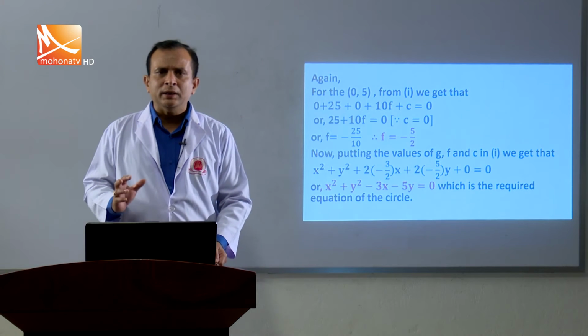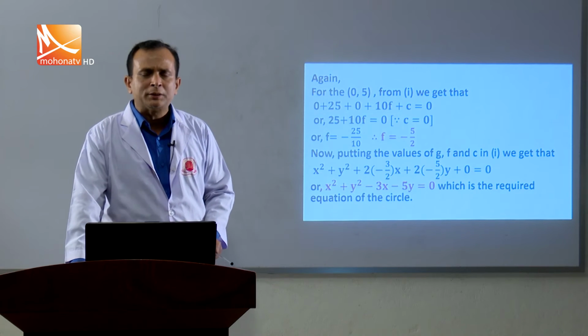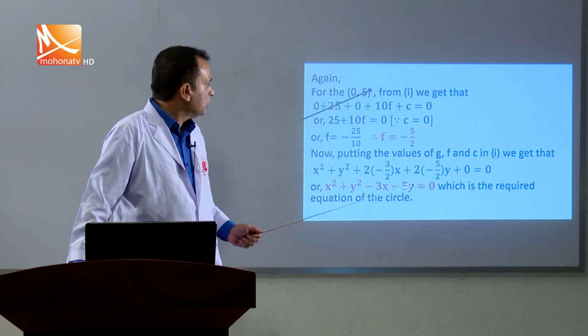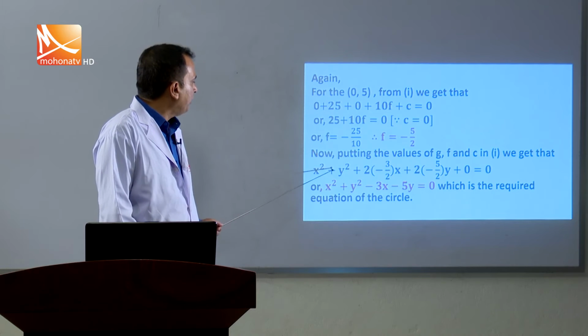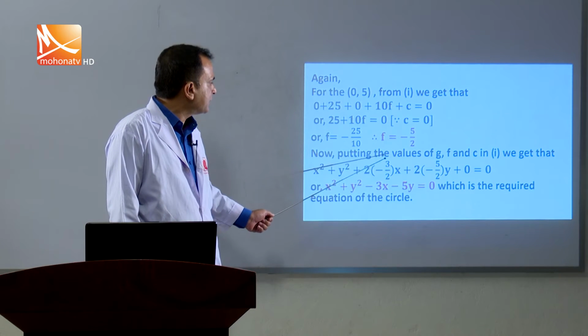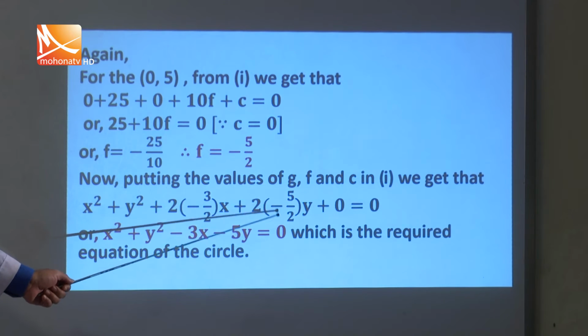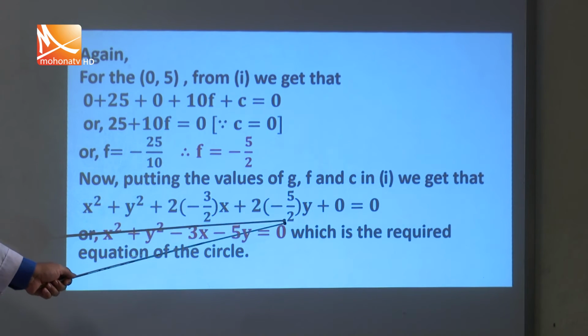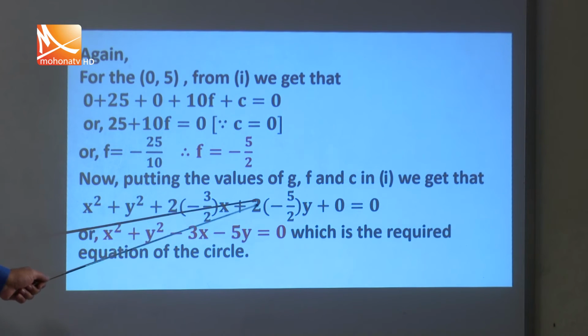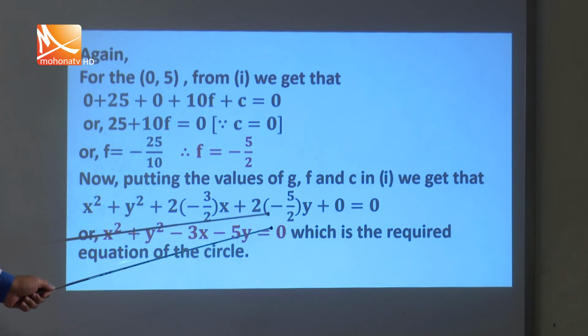We have already determined the values of g, f and c. See, here g is minus 3 by 2, f is minus 5 by 2 and c is 0. So, if we put the values of g, f and c in 1, then we get x square plus y square plus 2 into minus 3 by 2 x plus 2 into minus 5 by 2 y plus 0 equals 0. Then x square plus y square, these 2 and 2 will be cancelled, so minus 3x, and these 2 and 2 will be cancelled, so minus 5y equals 0, which is the required equation of the circle.